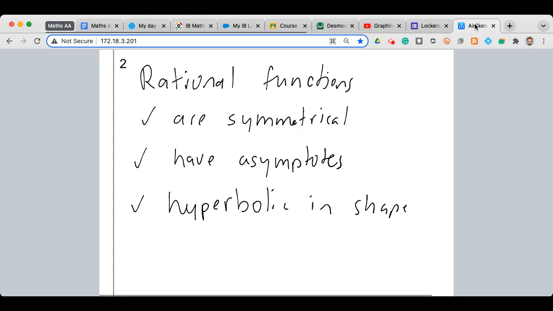Unlike a reciprocal function, like 2 over x plus 1, where you know the vertical asymptote is going to be x equals negative 1, it's not going to be as easy as that to just eyeball it. So you're going to have to calculate it. And as I said, hyperbolic in shape.